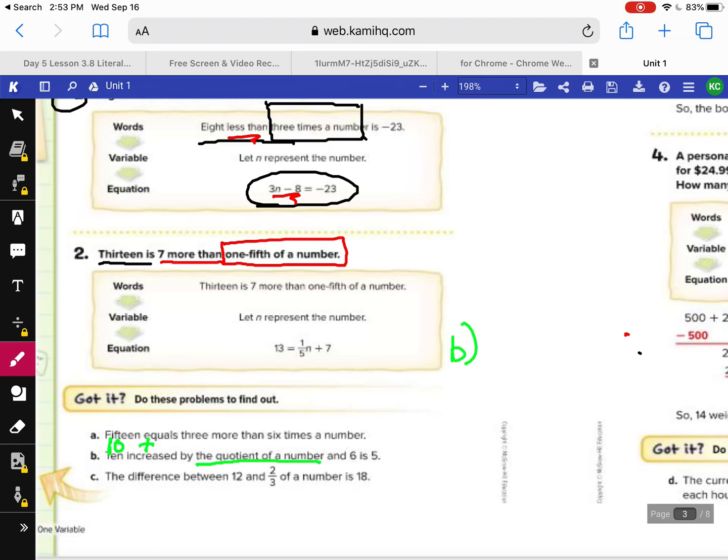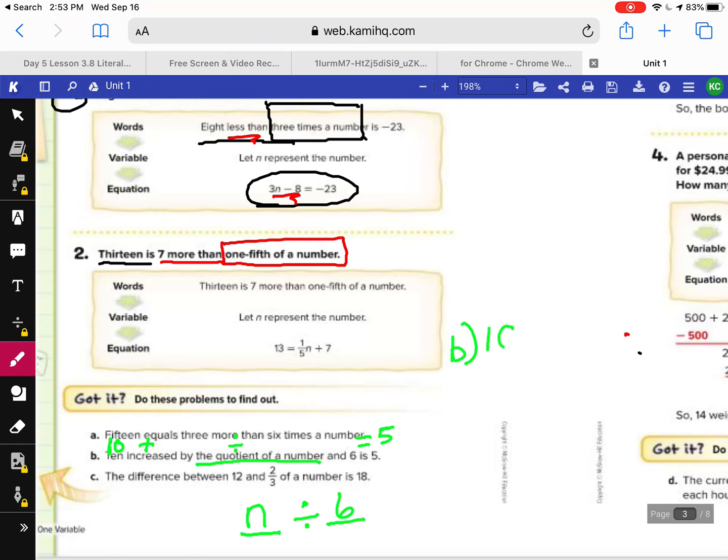the quotient of a number. So quotient, we know, is division. And when we divide, we're going to think about what is the whole amount and how many parts we are dividing it into. So we have 10 is increased. So 10 is going to get larger by the quotient of a number and 6. And then we know our is equal to 5.